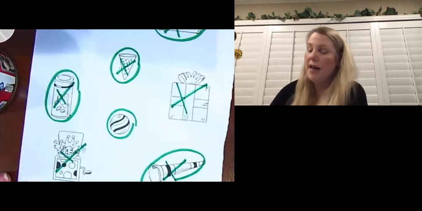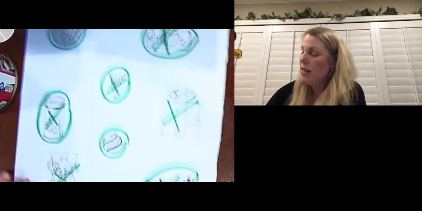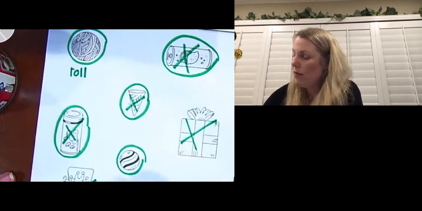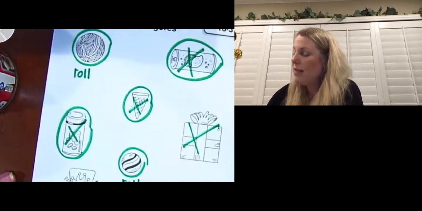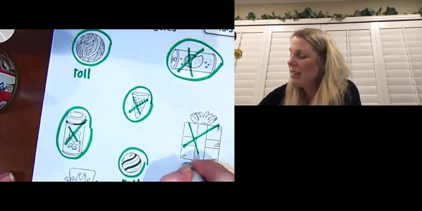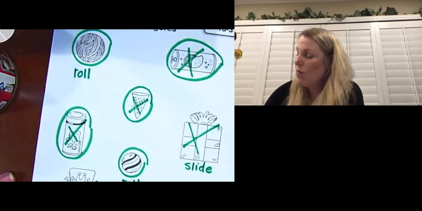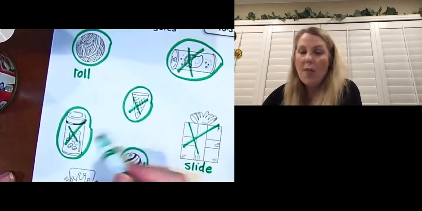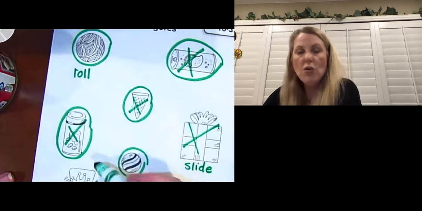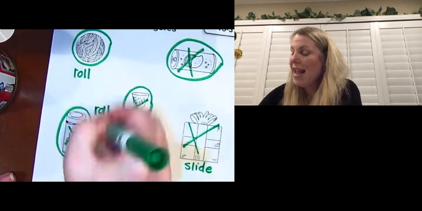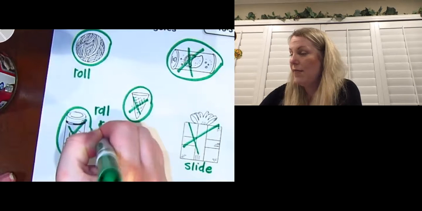Some of these have circles and slides because this one can roll. Do you remember that? R-O-L-L, roll. And if it has this one, it can just slide. But when we look at the ones that have a circle and an X, they can do both. They can roll and slide.